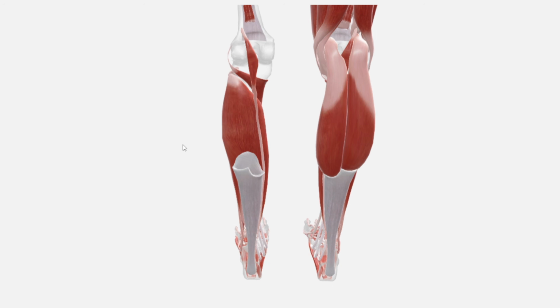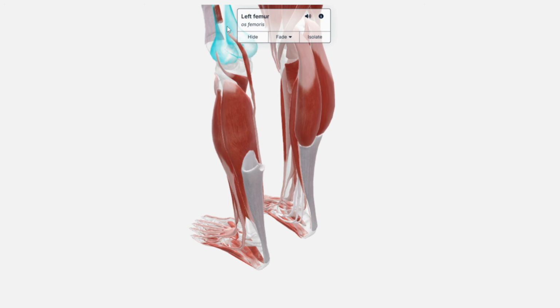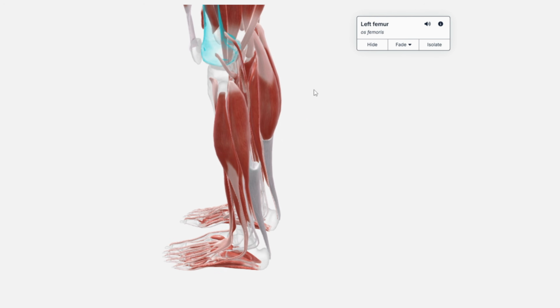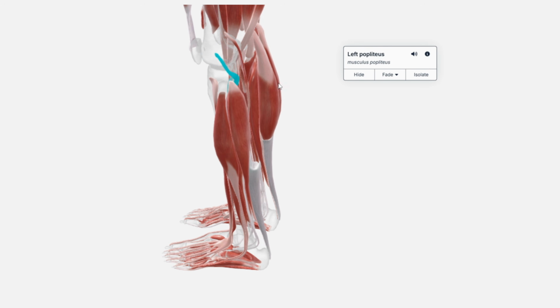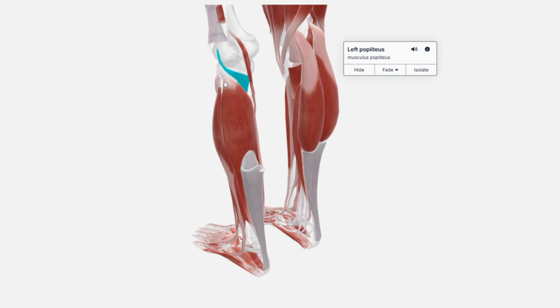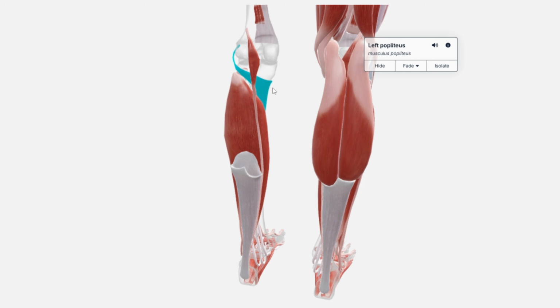Now let's look at the 3D model. This is the femur, and here we have the lateral condyle, the point of origin. So this muscle which you can see is the popliteus. It gets inserted here onto the proximal tibia.